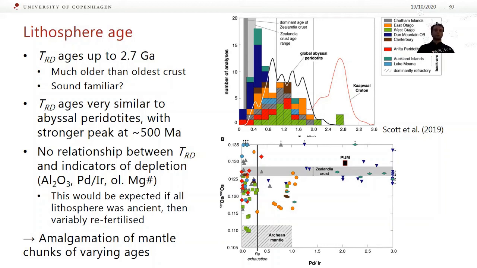and then was variably refertilized, then we'd expect some sort of correlation, because as we refertilize it, we'd be adding aluminium, we'd be adding palladium, we'd be potentially changing the olivine Mg numbers, and adding rhenium, so we should mess up the TRD ages. But there's no relationship whatsoever. So this actually kind of implies that we have a similar situation to the oceanic lithosphere I was talking about before, where you're bringing in these chunks and they're just of previously depleted mantle, and they're just getting amalgamated into the lithosphere.